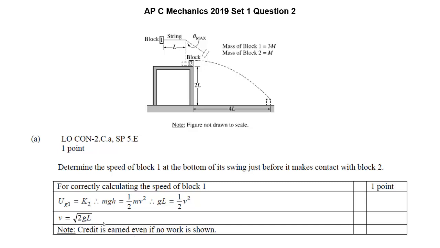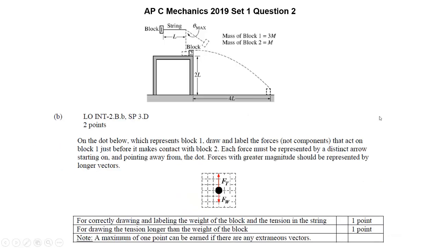Note, little interesting thing in the rubric here, even if you show no work, if you just write that, because you've done this problem many times, and you have, you can get the full credit because it was only a 1-point problem.